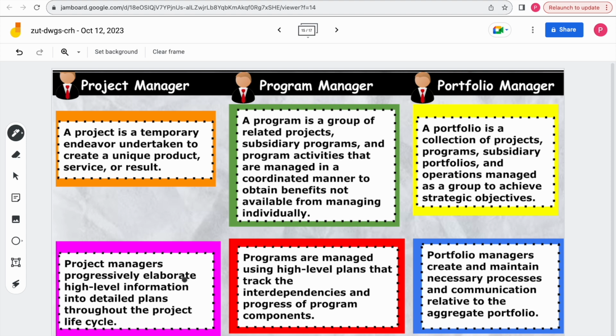Project managers progressively elaborate high level information into detailed plans throughout the project life cycle. So whatever budget, whatever time, whatever schedule, whatever resources a project manager gets for his project, he has to efficiently use it. But program manager manages the interdependencies between the projects, and portfolio managers maintain the whole aggregate value of the portfolio and see to it that all the programs and projects under a portfolio run in a coordinated manner to give the desired ROI which is expected.